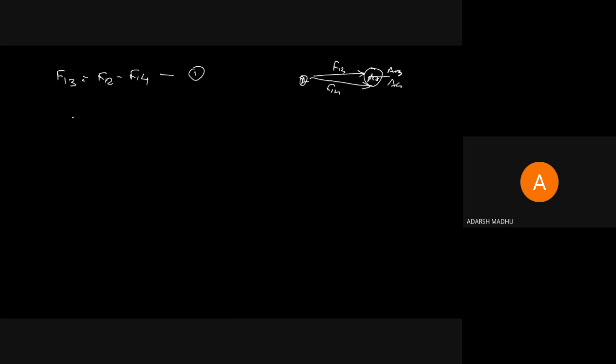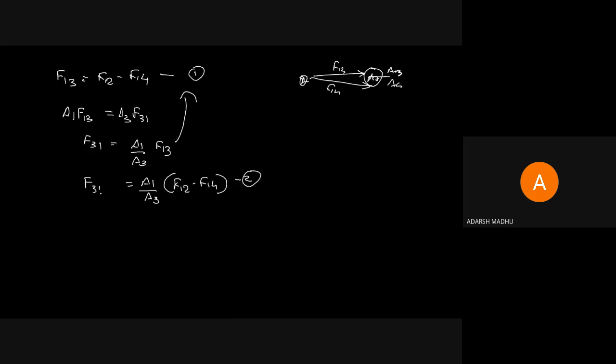Okay, if so, we can write that is A1 F13, that is A1 F13 means the forward one, A1 F13 equal to A3 F31, that is 3 to 1 means 3 1, A3 F31. Okay, so here F31 can be calculated by using F31 equal to A1 by A3 into F13. So F13 is already calculated. F13 equal to A1 by A3 into F13 equal to F12 minus F14.